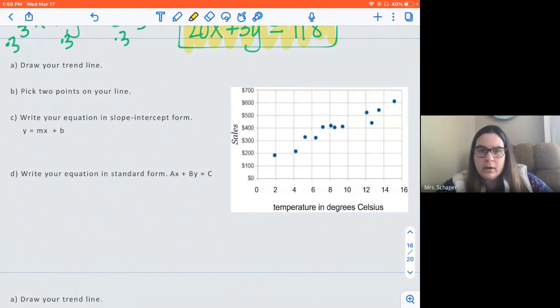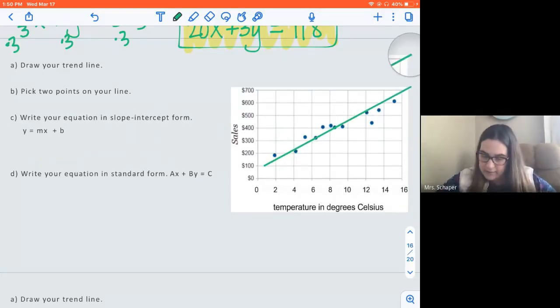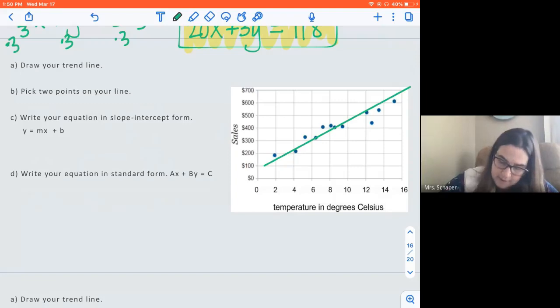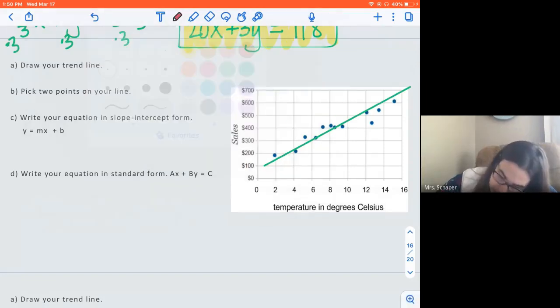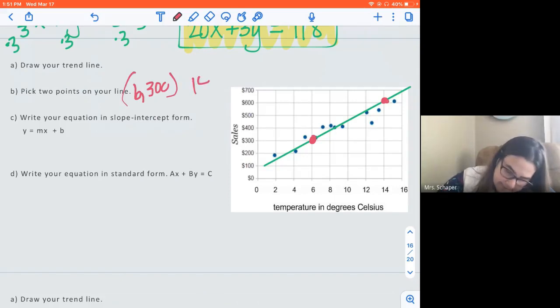All right, here we go. So I'm going to draw my line of best fit. Kind of like that. That looks all right. Okay. I'm going to pick 2 points on my line. So I'm going to go with a different color. I'm going to pick this point and this point. All right. So my 2 points are 6,300 and 14,600.